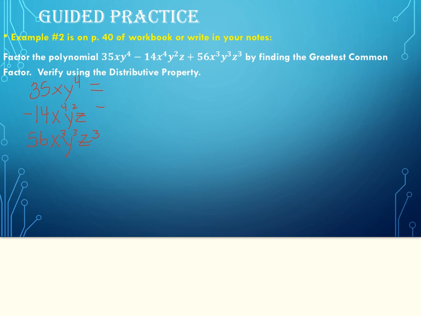So the first thing I'm going to do is take these down into prime numbers. 35 is 7 times 5 times, and then I have 1 x and 4 y's.